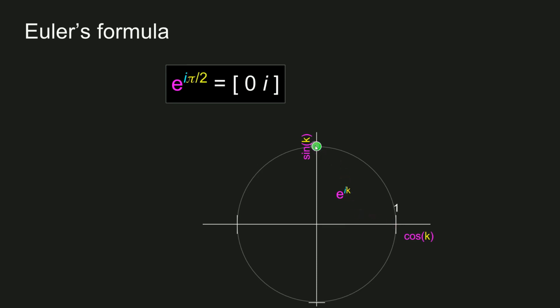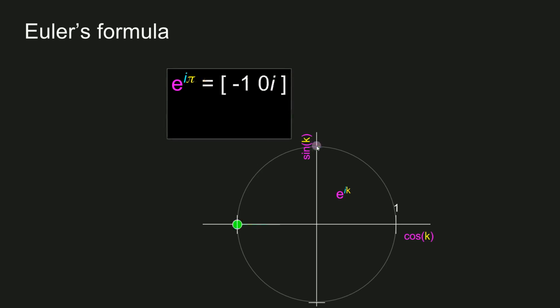This point here is e to the i pi over 2. And this one here is e to the i pi. And if you think of Euler's formula as a function of x, then this vector here tells us that when the angle is pi, the x-coordinate is -1. Or we could rewrite this as e to the i pi plus 1 equals 0.